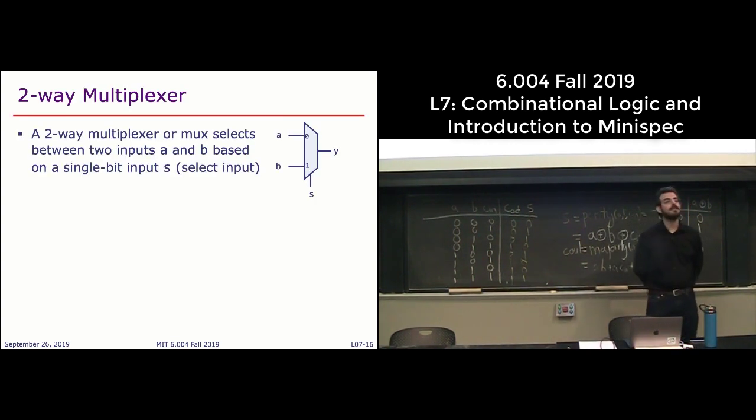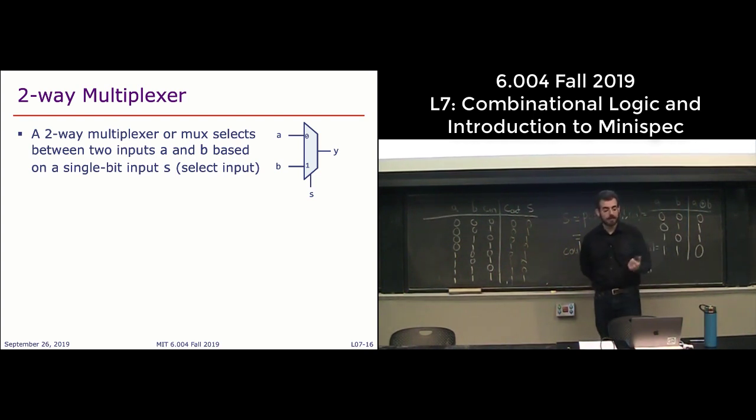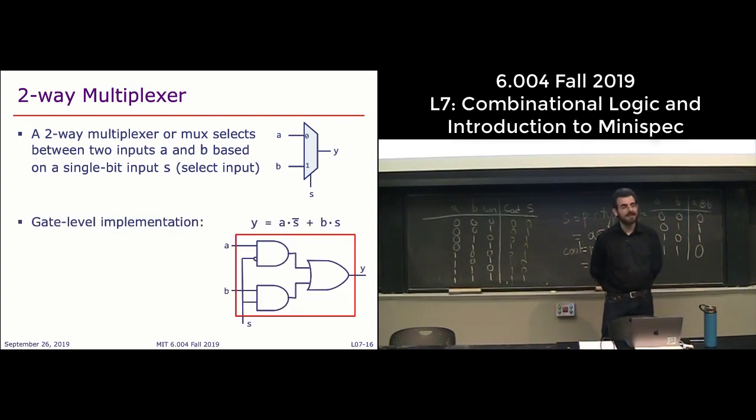The first one is a multiplexer. Multiplexers essentially select between multiple inputs, select one output based on some select signal. The simplest one that you can have is a two-way multiplexer, which selects between two input values A and B based on the value of a one-bit signal S, the select input. So this is, in fact, nothing else than the Boolean function that we saw in the previous lecture all over the place, right? Y equals A and not S or B and S. And it has this implementation over here, right?